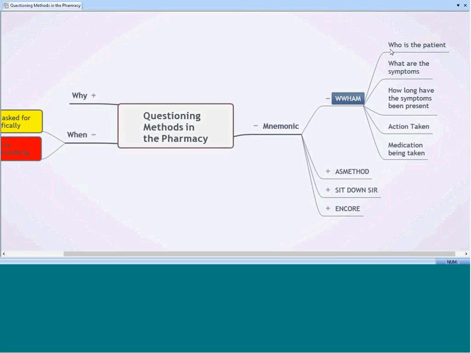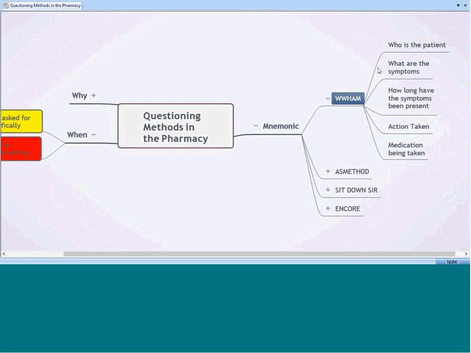The first letter is W, which corresponds to who is the patient. For example, the reason why this question is asked is that the person in front of you may not necessarily be the person who's going to be taking that medicine. It could be, for example, his grandmother, or daughter, or somebody under the age of 16, or somebody else. So it's important to establish who that medication is for.